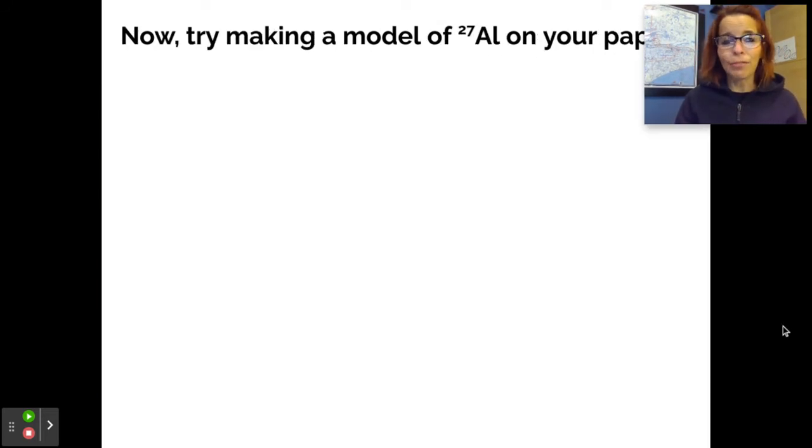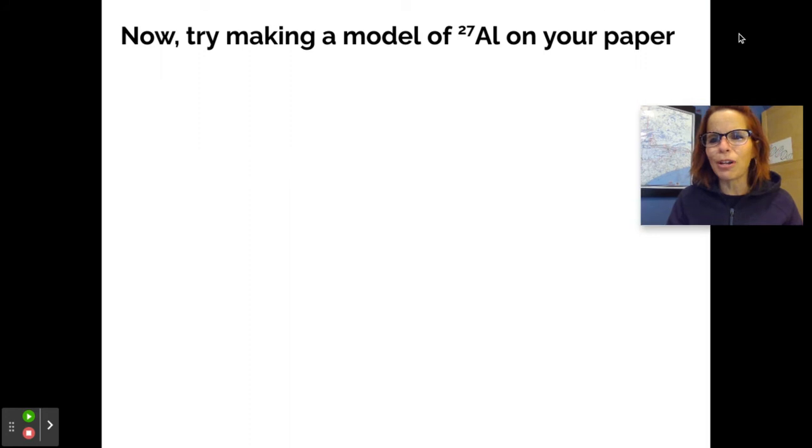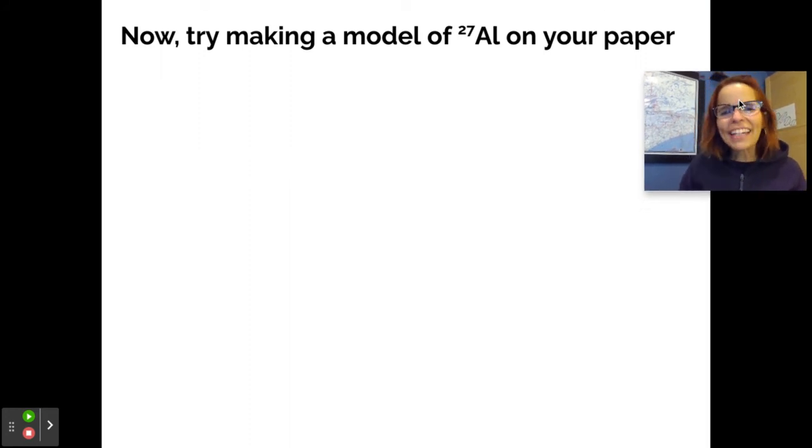So now with that information, let's try to make your own diagram of aluminum. I'm trying to get my oh my gosh, I don't need the face bigger. I was trying to move my face. There we go. Try making a model of aluminum 27 on your paper.